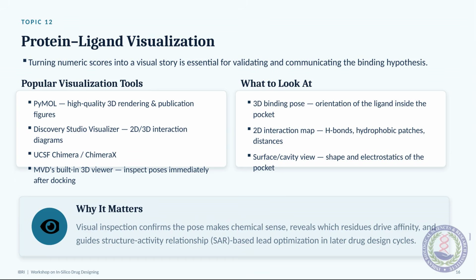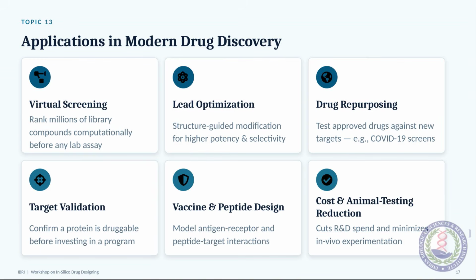The 3D binding pose, showing the ligand's orientation inside the pocket. The 2D interaction map, showing hydrogen bonds, hydrophobic patches, and distances, and the surface or cavity view, showing the shape and electrostatics of the pocket. Visual inspection confirms the pose makes chemical sense, reveals which residues drive affinity, and guides structure-activity relationship-based lead optimization in later design cycles. Finally, let's look at applications of these methods in modern drug discovery.